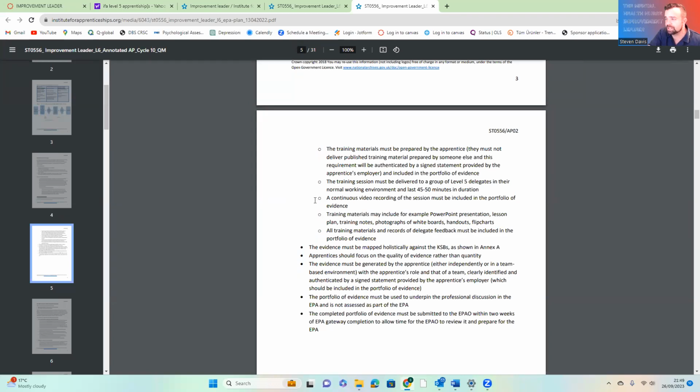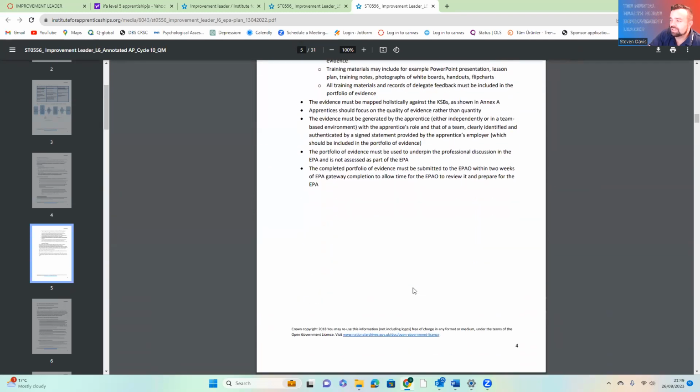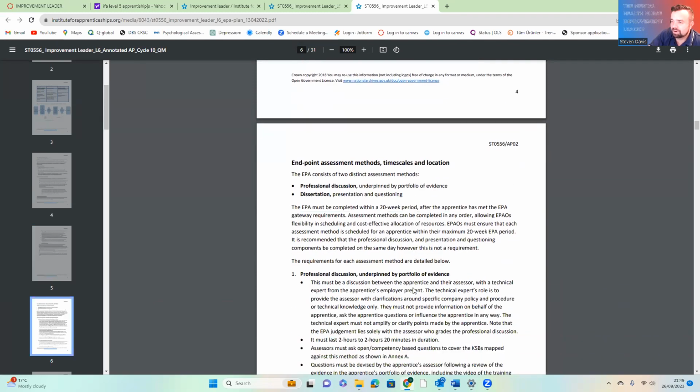The training session must be delivered to a group of level 5 delegates in their normal working environment. So again, you could be doing this for the leadership and management level 5 care. If you're doing it for care managers, that's absolutely fine. You'll be mapped up against the skills, knowledge, and behaviours. So that's the portfolio of evidence. And then obviously you will have a discussion on that portfolio of evidence.